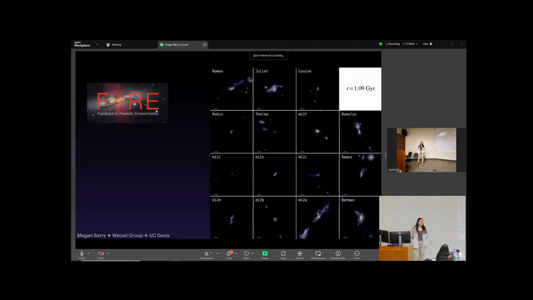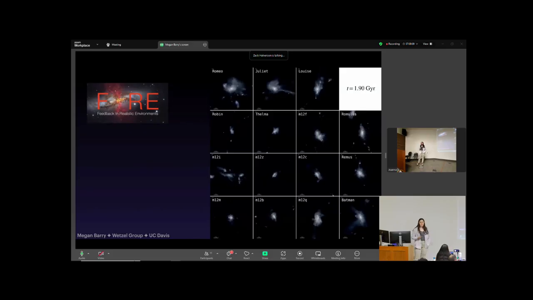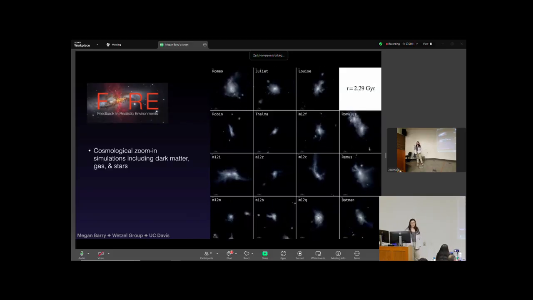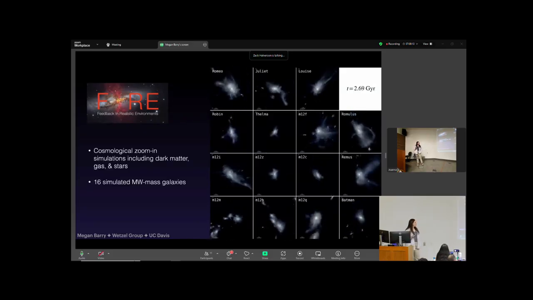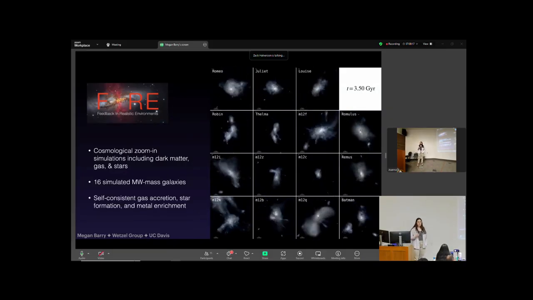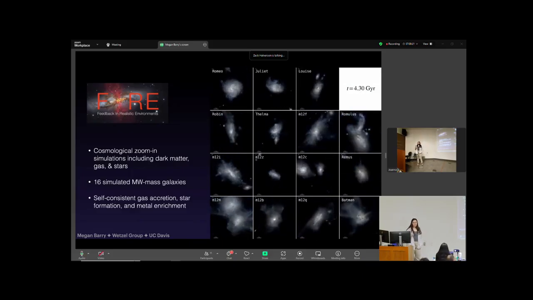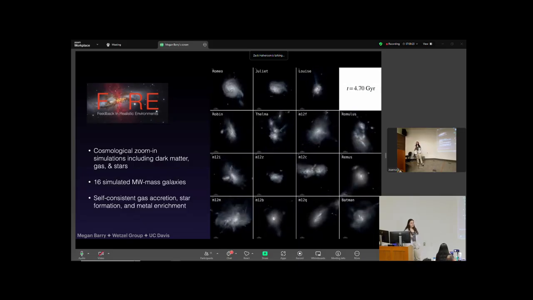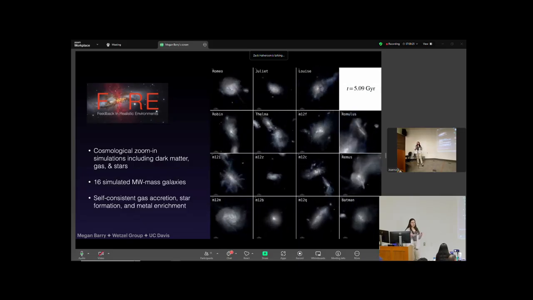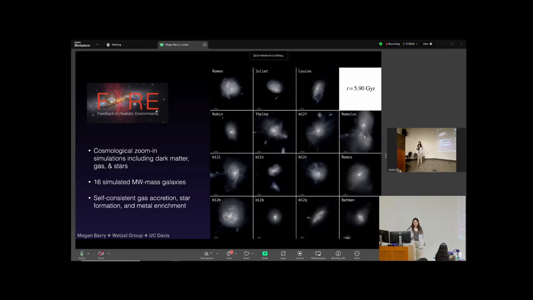All right, so to study this, I've been looking at Milky Way mass galaxies in the FIRE simulations. I won't spend too long here. I think we've already heard quite a bit about these, but these are cosmological zoom-in simulations with dark matter, gas, and stars. And importantly for what I'm doing, they feature self-consistent gas accretion, star formation, and metal enrichment. So I can use these to study detailed galaxy-wide element abundance evolution.